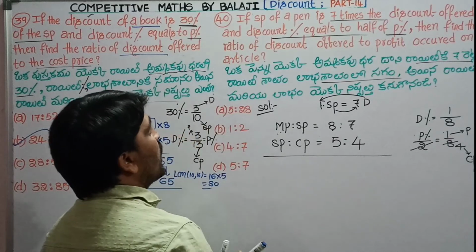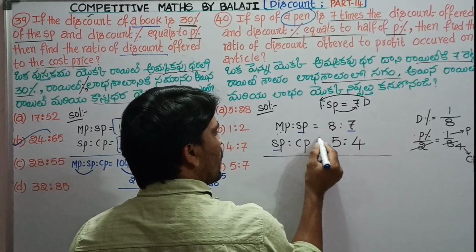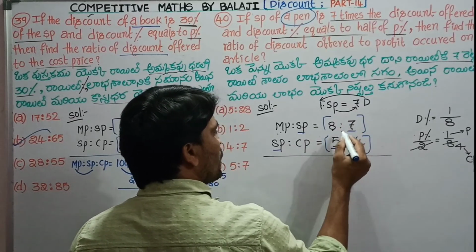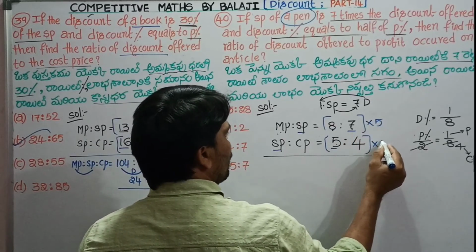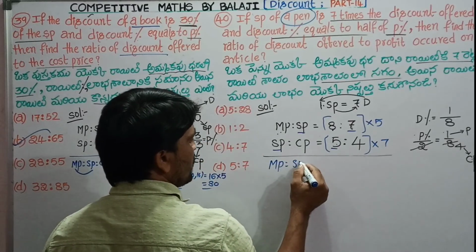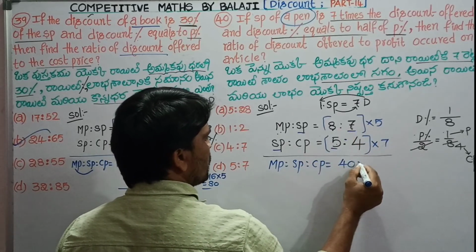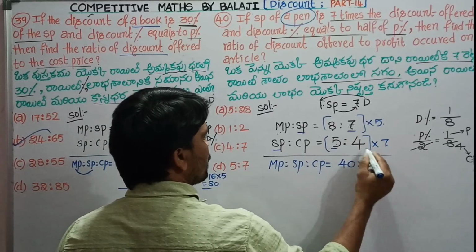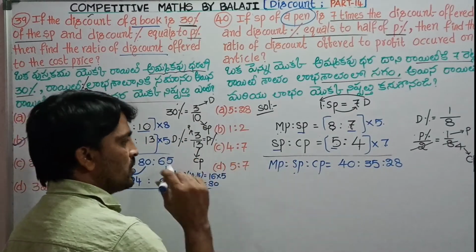But we are talking about a pen. So their selling prices must be equal. To equate their selling prices, consider the LCM of 7 and 5, that is 35. To make it 35, multiply here by 5, multiply here by 7. So consider the ratio of market price to selling price to cost price. 8 5s are 40, 7 5s are 35, 4 7s are 28. This is the ratio of market price to selling price to cost price.